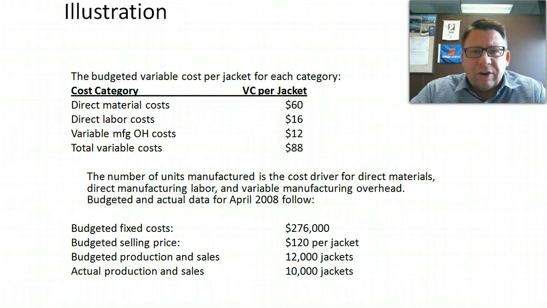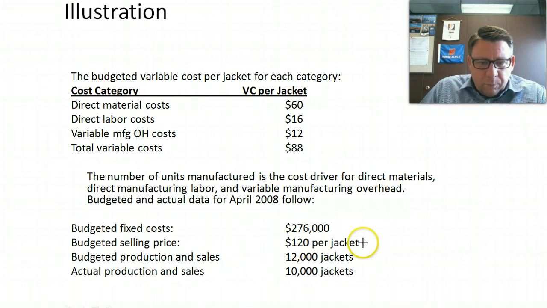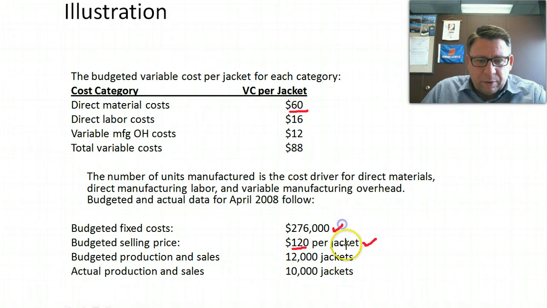So here's our illustration that we had before. And I'll just show you how this works. So a couple things to note. Our sales price, $120 per jacket. Direct material costs, $60 per jacket. So let's just remember those numbers. And by the way, let's remember that one too. Fixed cost, $176.